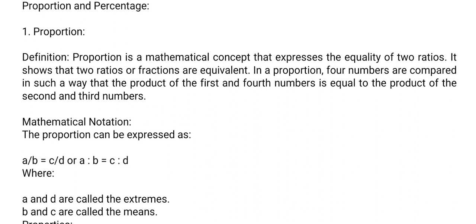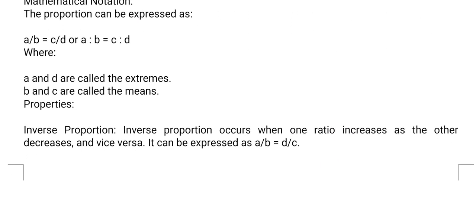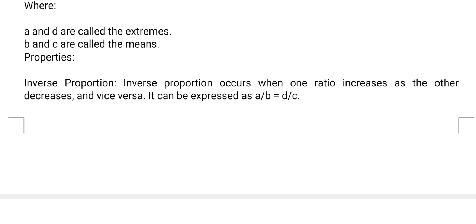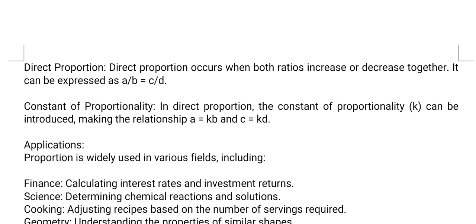Mathematical notation. The proportion can be expressed as A by B is equal to C by D, or A is to B is equal to C is to D, where A and D are called the extremes, B and C are called the means. Inverse proportion. Inverse proportion occurs when one ratio increases as the other decreases and vice versa. Direct proportion. Direct proportion occurs when both ratios increase or decrease together.